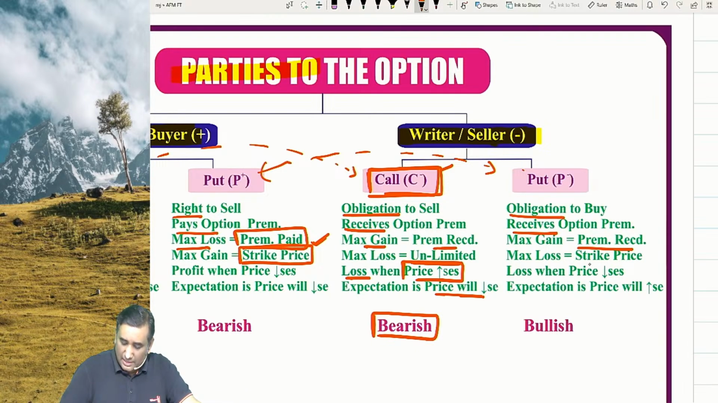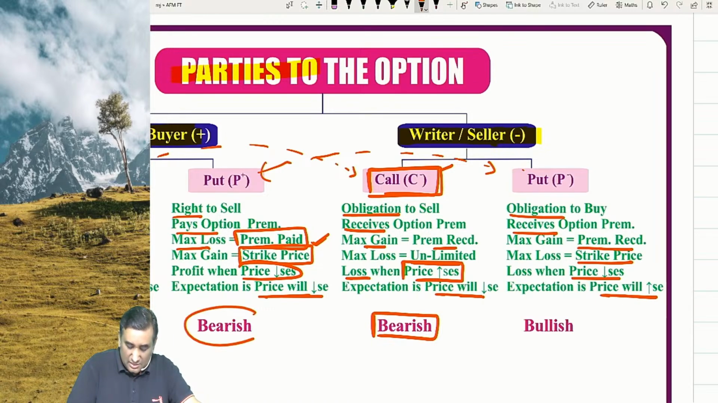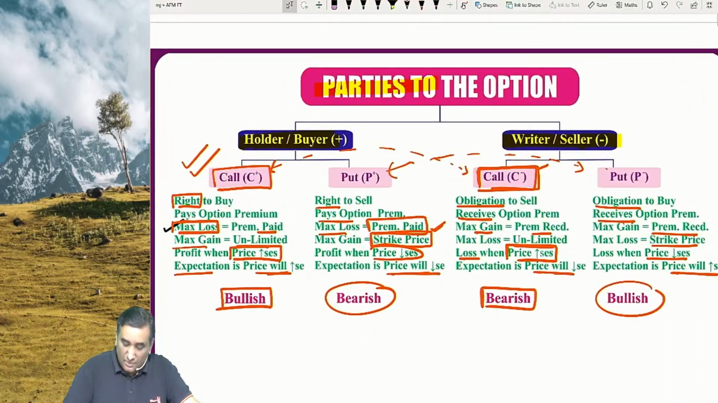14 rupees. You can have maximum loss is the strike price. Profit when price decreases, expectation price will decrease; expectation price will increase. This is bearish and this is bullish. Now if you look at this chart here, call holder is bullish and put writer is also bullish. There is a huge difference between both of them.